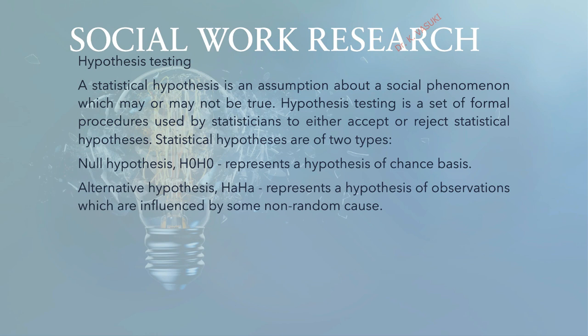Statistical hypotheses are of two types. One is the null hypothesis. The symbol of the null hypothesis is HO or H0, and it represents a hypothesis of chance basis. The second one is the alternative hypothesis or research hypothesis. We can represent it as HA or H1. It represents a hypothesis of observations which are influenced by some non-random cause.